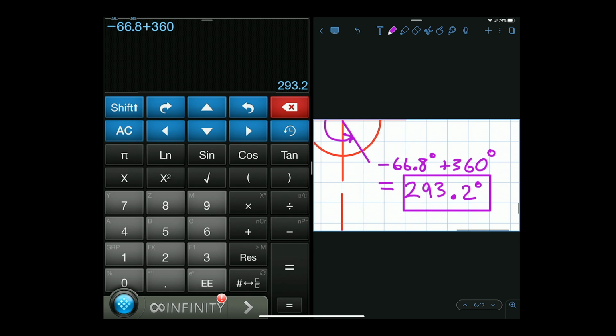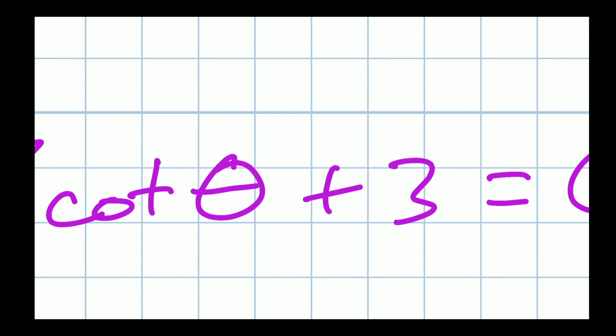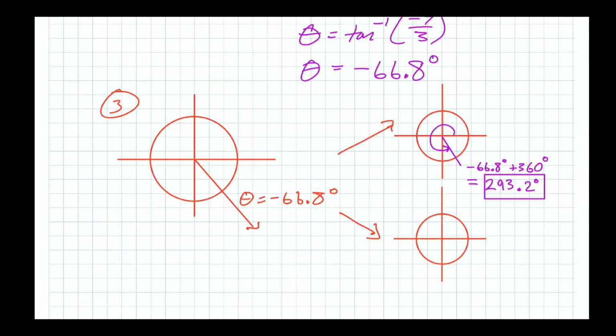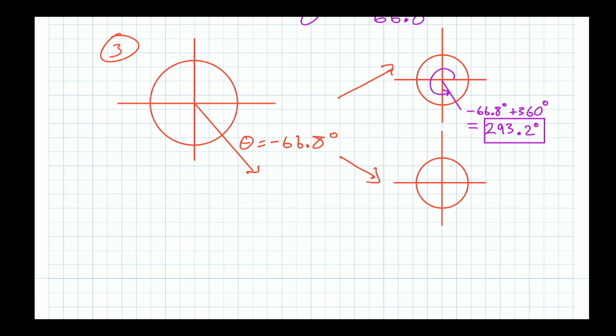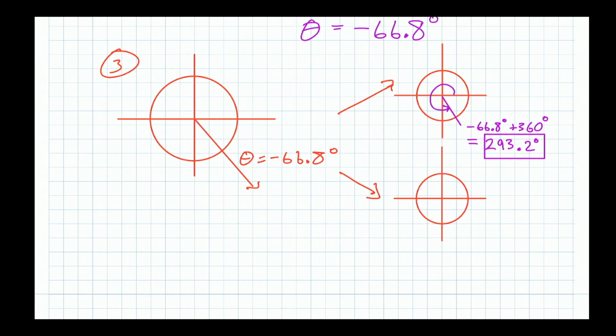That's one of my angles. Now, my other angle is going to be in quadrant 1, 2, 3, or 4. So what you want to know is which two quadrants the tangent is negative in, right?